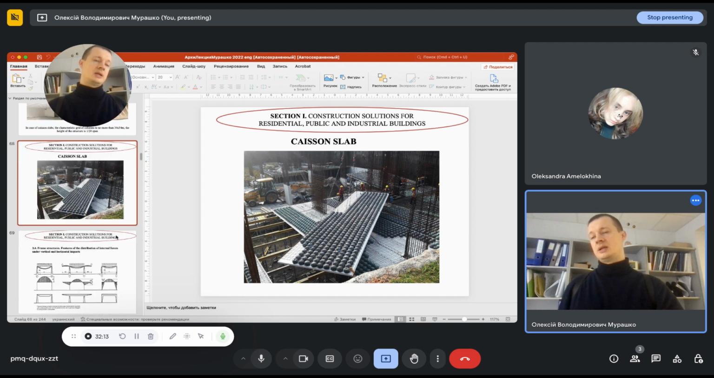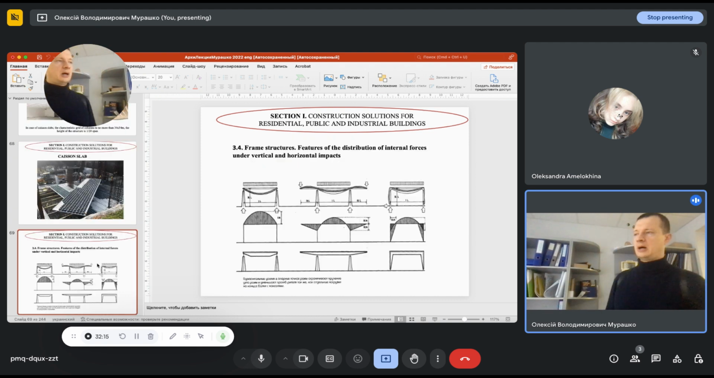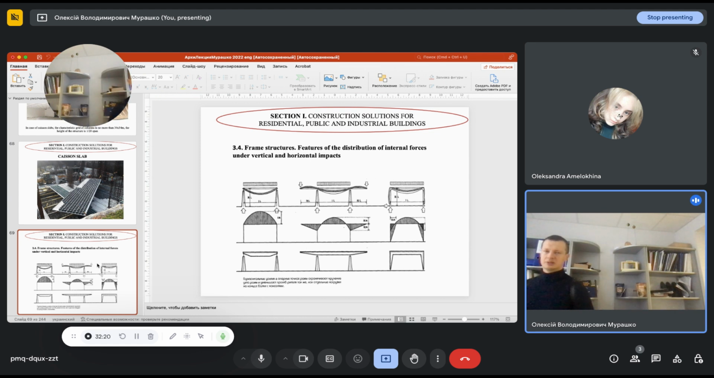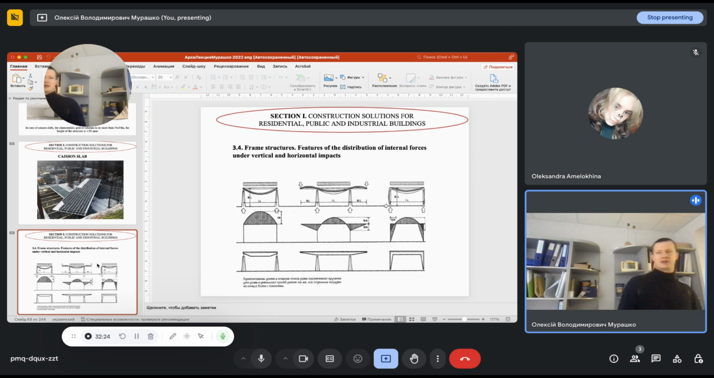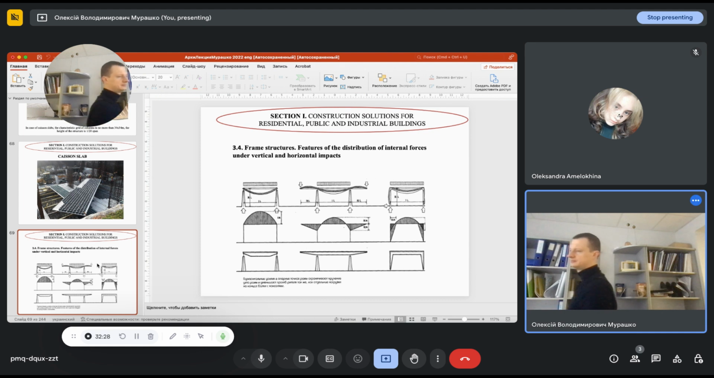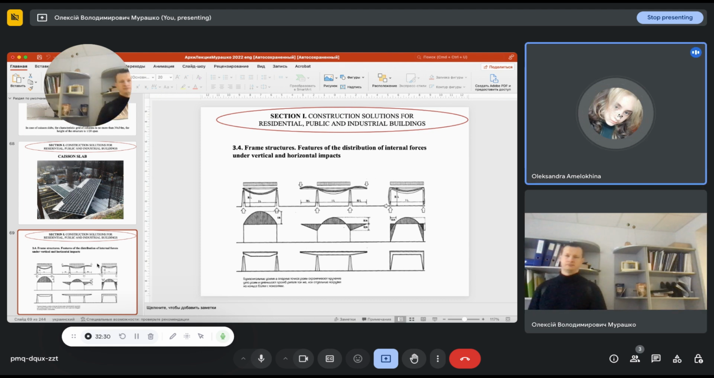So, when we're talking about frame buildings, by the way, do you have any questions about slabs or beams or other kinds of bending elements that we have already considered? Alexandra, any question? Все зрозуміло.